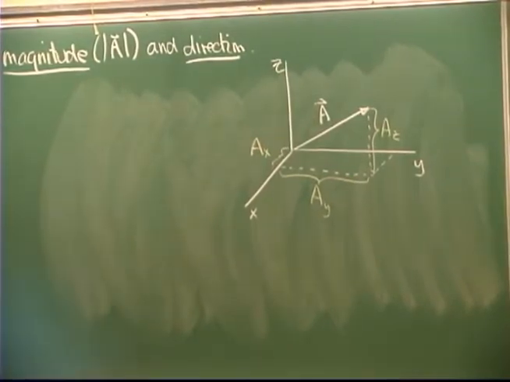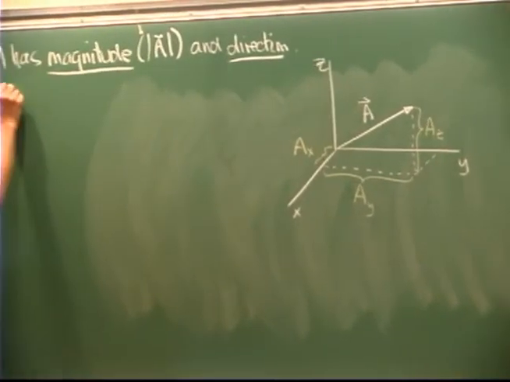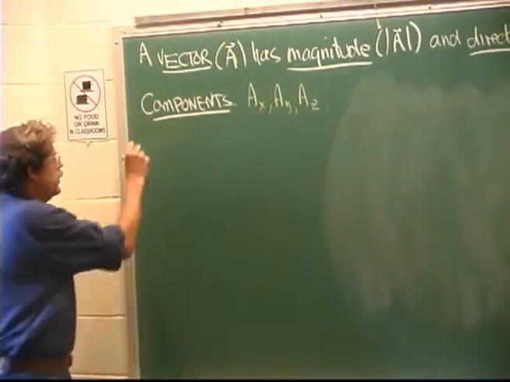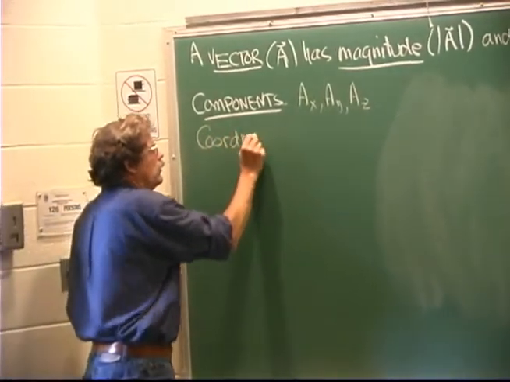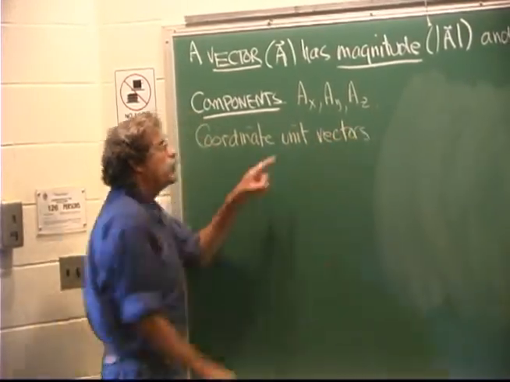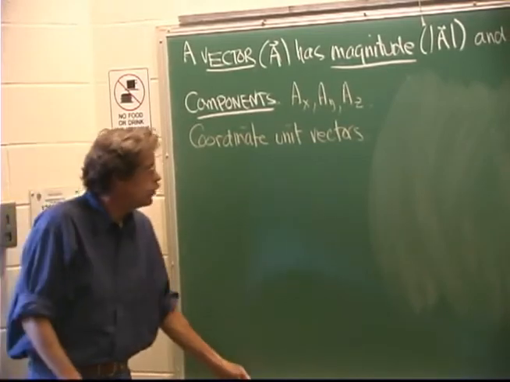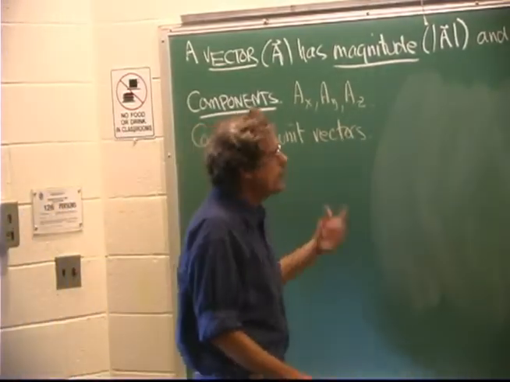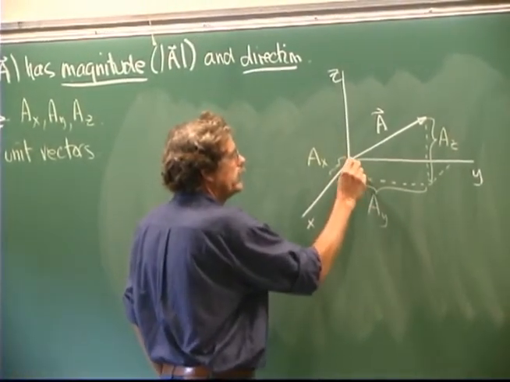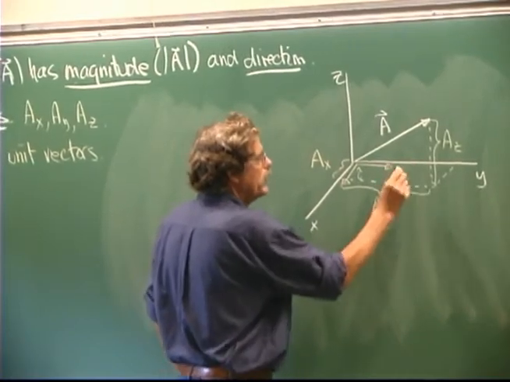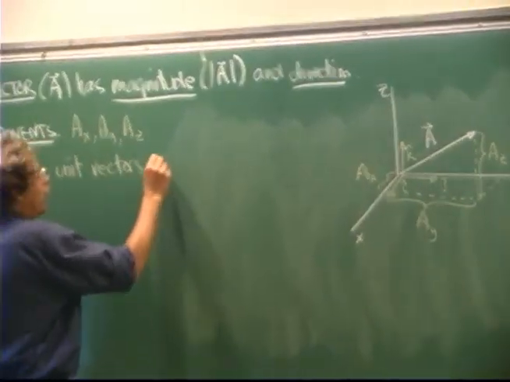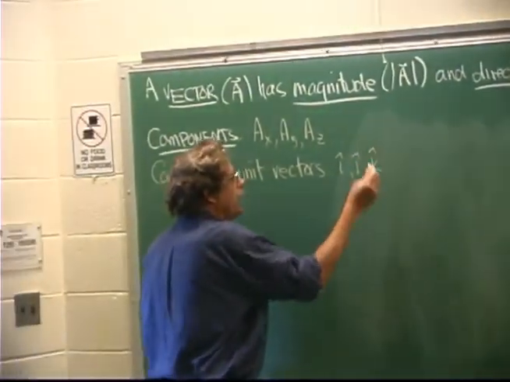It's handy in this business to introduce unit vectors along each of the three coordinate directions. By unit vector, I mean length 1, magnitude 1, and pointing along each of the three coordinate directions. So here would be the unit vector along the x direction, i hat, the unit vector along the y direction, j hat, and the unit vector up the z direction, k hat. i hat, j hat, and k hat.